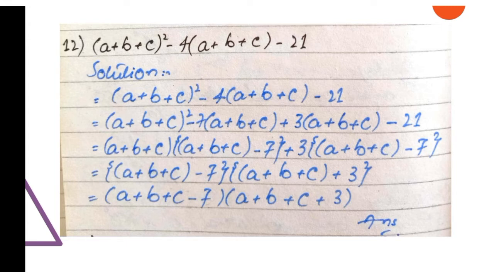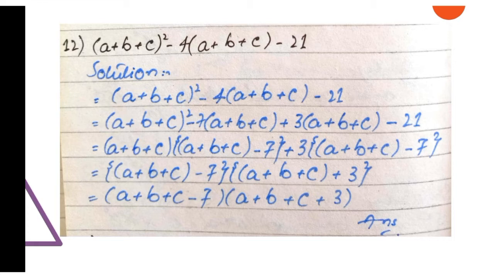Now take the common from the first two terms, which is (a + b + c). The remaining terms are in this bracket, which is (a + b + c) minus 7. Then from the last two terms we have taken 3 as common, and the remaining terms are (a + b + c) minus 7, since 3 sevens are 21.